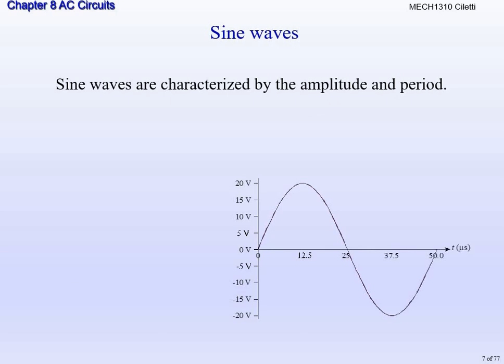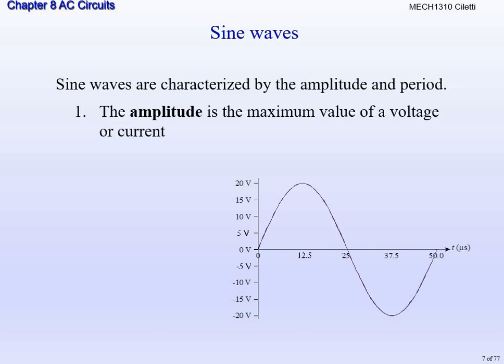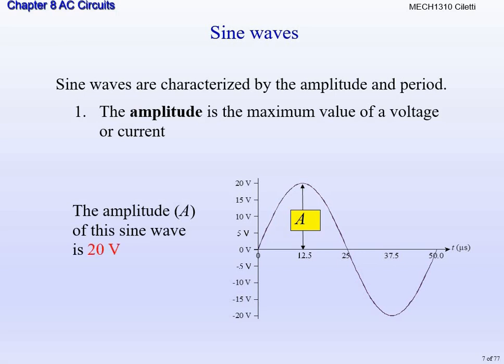So we need to know some important pieces here. The amplitude is the maximum value of the voltage or current. For this example, we're looking at the voltage. This is the most voltage that we can get out of this waveform. We measure the amplitude from the zero point up to the highest point, or the crest, of the wave. This is the amplitude, shown with A and the arrows. The amplitude of this waveform is 20 volts, from zero to the highest point.